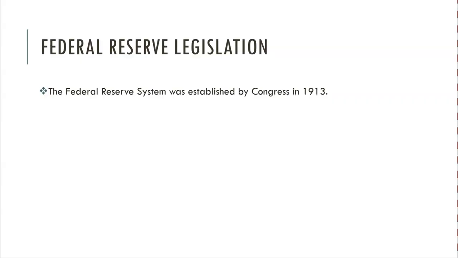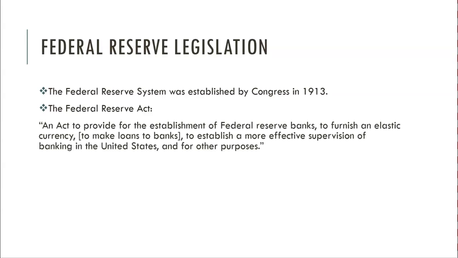So the Federal Reserve System was actually established by Congress in 1913. And there's something called the Federal Reserve Act that created this entity. So it provides for the establishment of Federal Reserve banks to furnish an elastic currency, to make loans to banks, to establish a more effective supervision of banking in the United States, and for other purposes. So this is the main bank in the U.S., the main banking governing body. It's set up into different districts, but they regulate and supervise the different banks around the United States.